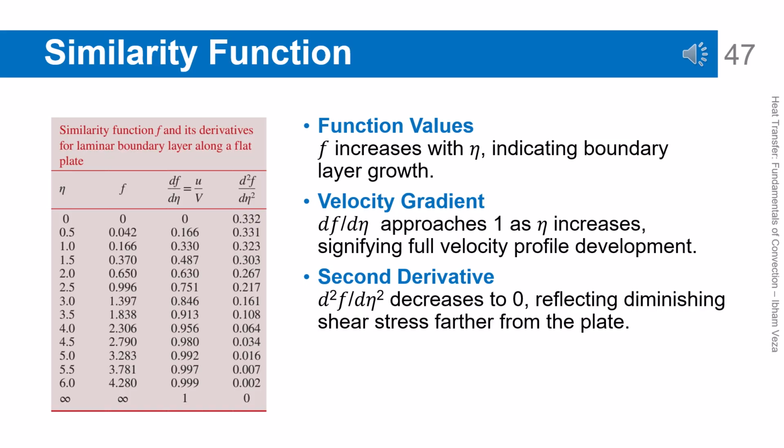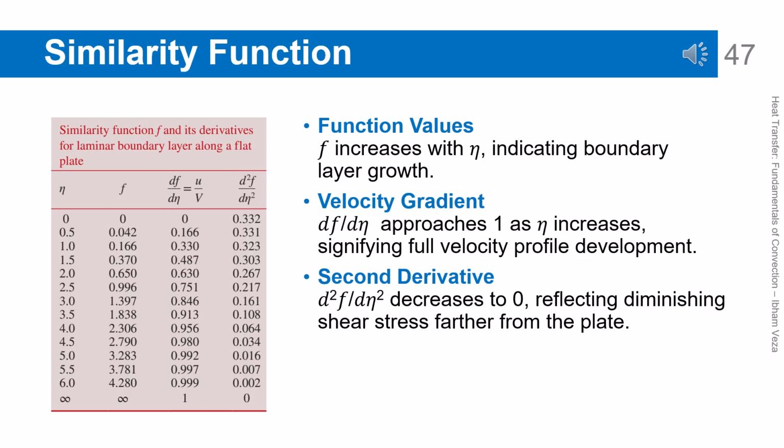Similarity function for laminar boundary layer. The similarity function is used to transform partial differential equations into ordinary differential equations. The similarity variable eta combines the x and y coordinates into a single parameter.